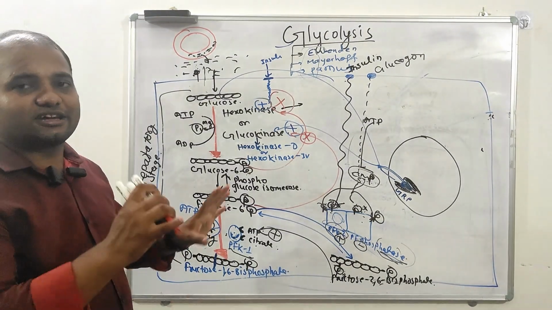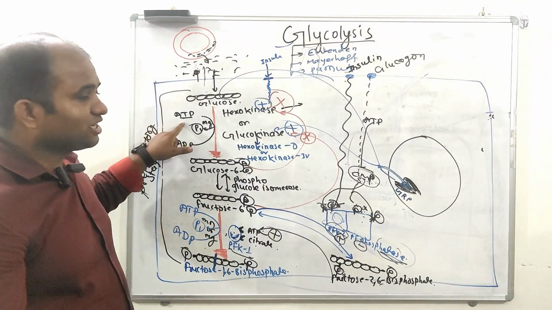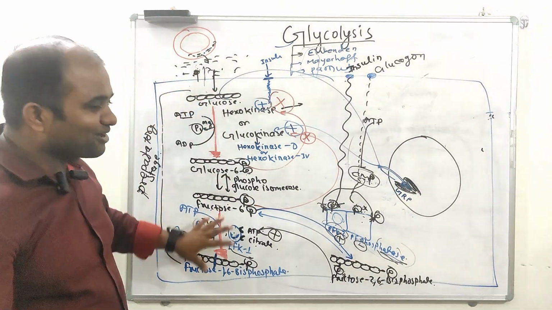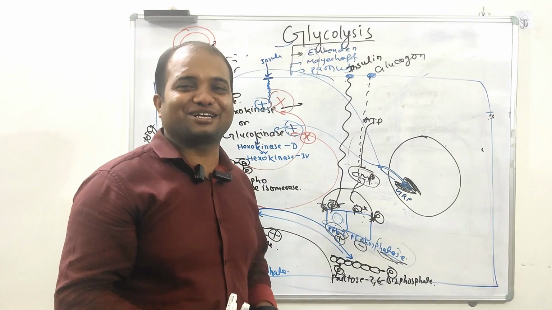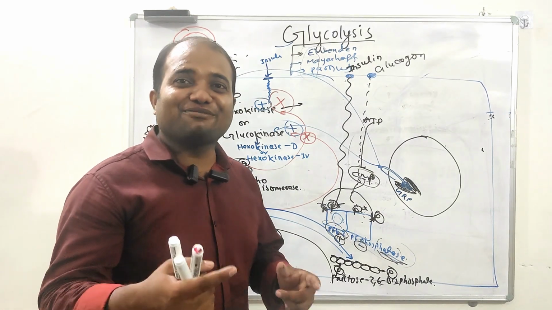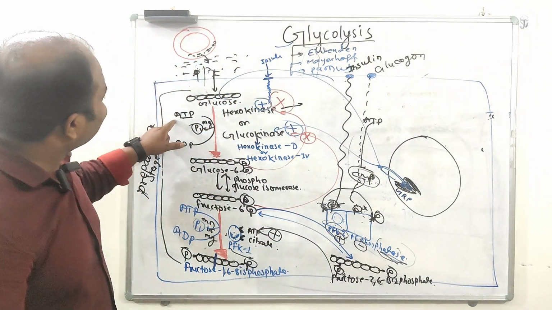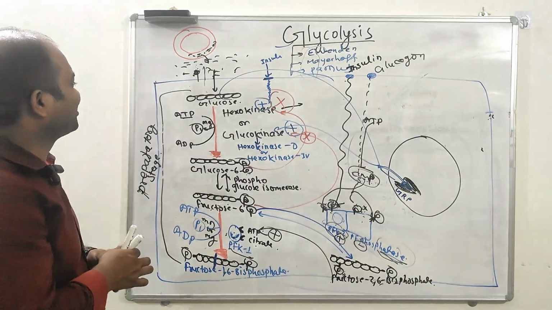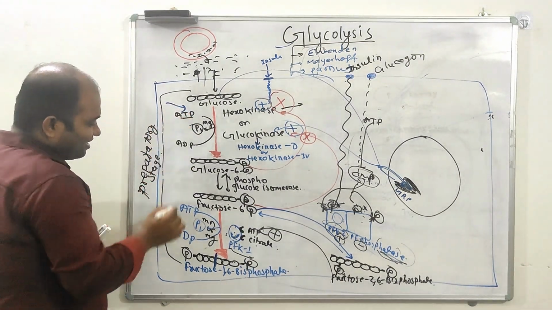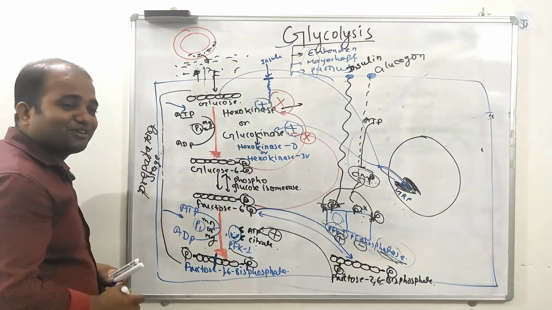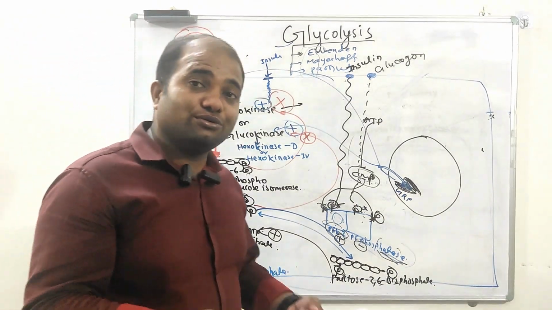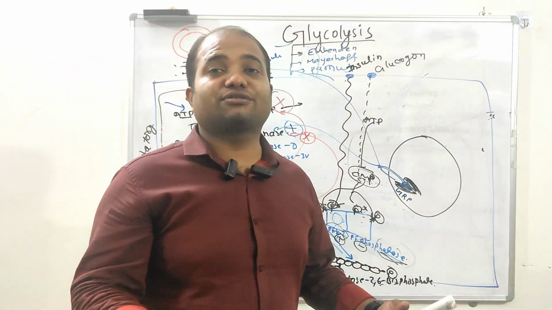But till now, just recap it. We have invested 1 ATP. See, glycolysis is meant for gain of ATP, but in the first step itself we are investing ATP energy. Here also we have invested ATP. So 2 ATP have already been used or invested. Till now there is no gain of ATP.